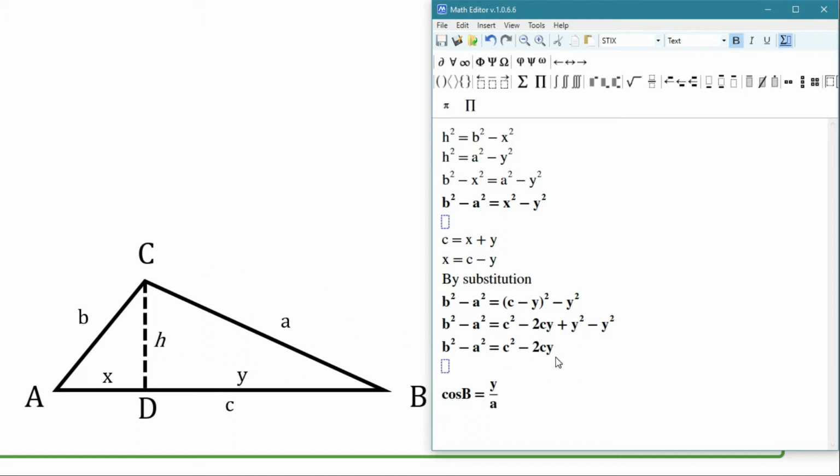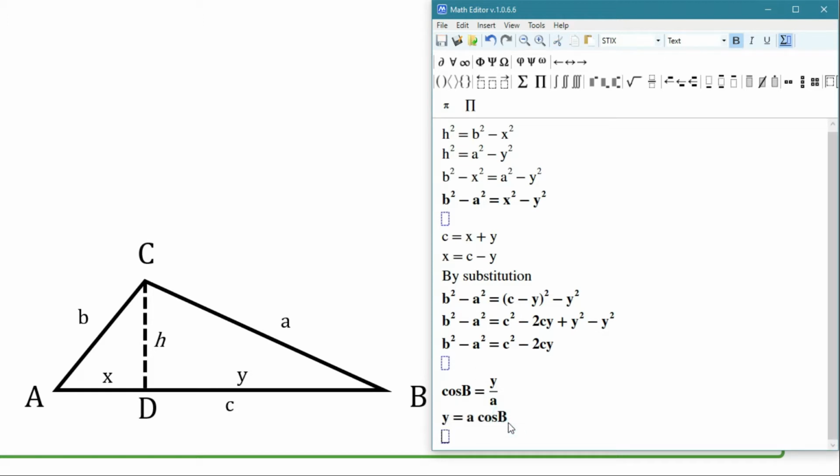So let us now try to represent the value of y in terms of the cosine of B and a side. Paano natin makukuha yung value ni y in terms of an angle and a side? We have to multiply both sides by A para makancel si A dito. So that is y equals A cosine of B. So we are now ready to substitute this to our formula.